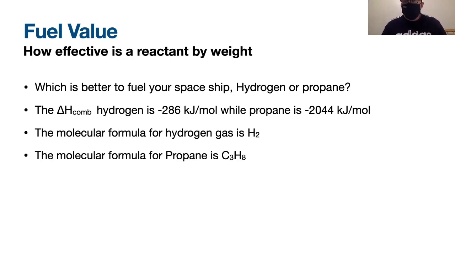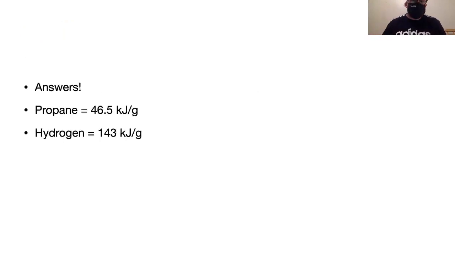And then we'll divide our negative 2,044 kilojoules per mole by this number, and hopefully we will get that propane has 46.5 kilojoules per gram, whereas hydrogen has 143 kilojoules per gram of fuel efficiency, or fuel value. So this helps us to know that hydrogen would be the best thing for your spacecraft because it is 3 times more efficient per weight than propane.